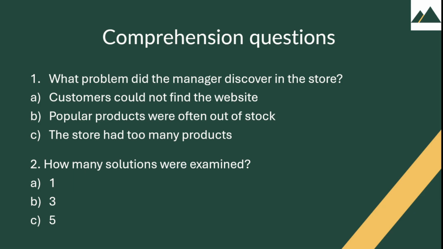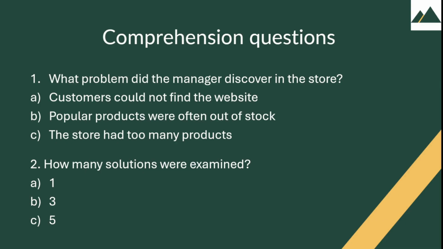Okay, now some comprehension questions. Number 1. What problem did the manager discover in the store? Customers could not find the website. Popular products were often out of stock. The store had too many products.